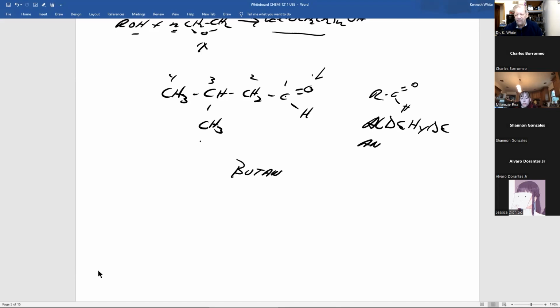Aldehyde. A-N-E ending. Drop the E, add A-L. Butanal. This is 1. I don't need to put that there. Oh, it's your old friend, the methyl group on carbon 3. 3-methyl butanal.